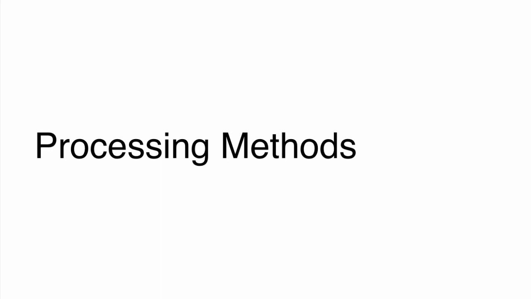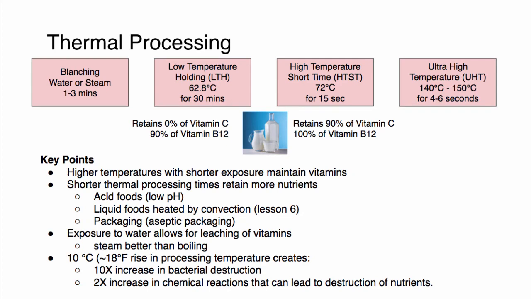So now let's turn our attention to processing methods. We're going to start with looking at thermal processing. This involves blanching, which is exposing food to water or steam for 1 to 3 minutes. Low temperature holding, abbreviated as LTH, is about 62.8 degrees centigrade for about 30 minutes.